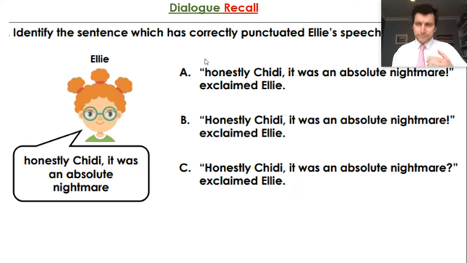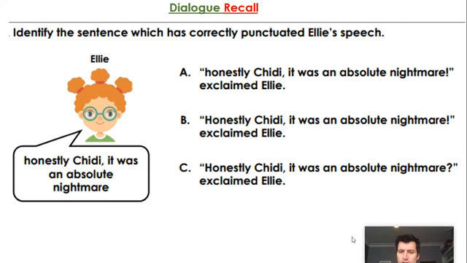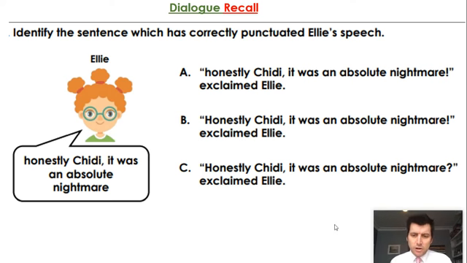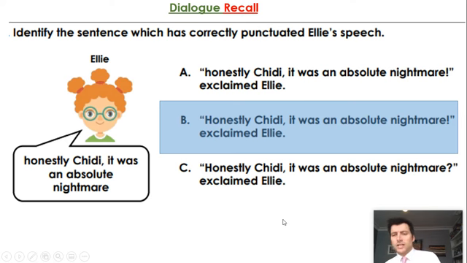Okay, that's right. So here, we've got some different pieces of dialogue. One of them is correctly punctuated. Okay, so which one's correctly punctuated? So this character saying, honestly, Chiddy, it was an absolute nightmare. So once she said, honestly, Chiddy, it was an absolute nightmare, how should that be recorded? As the first one, as the second one, or as the third one? Let's see which one is correct. Computer's not working. Yep. So the second one is correct.